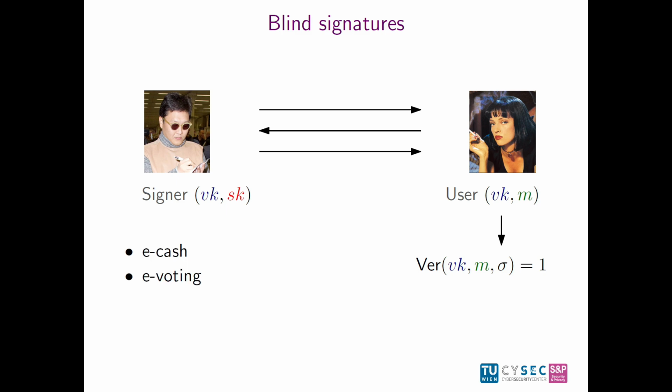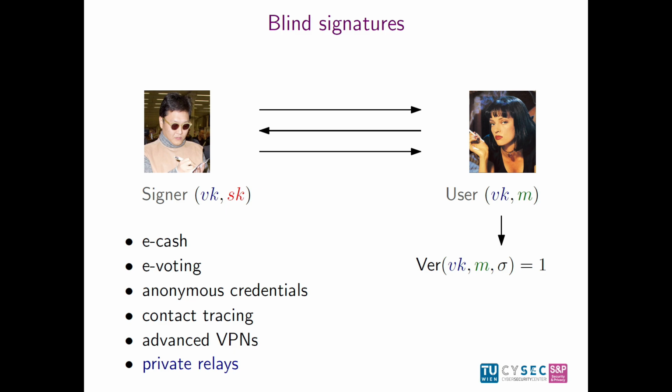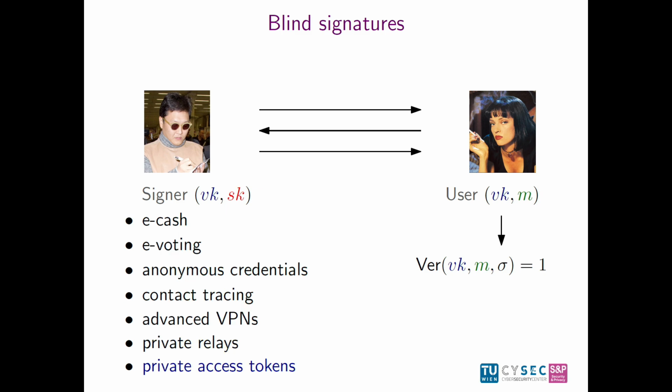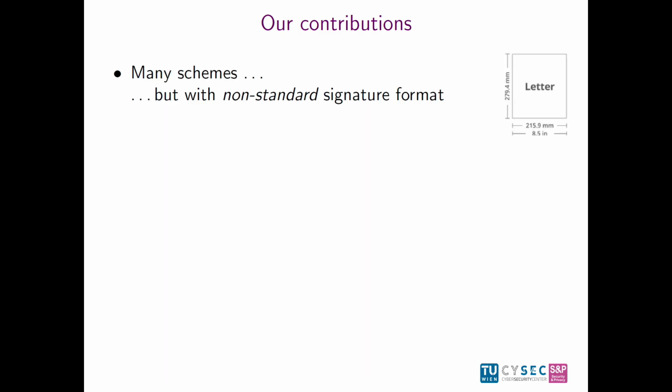It was used for e-voting, anonymous credentials, and other things. And there's been some renewed interest recently due to its application in the context of contact tracing, to advanced VPNs, private relays, private access tokens, privacy passes, Bitcoin blind coin swaps. And this last application brings me to a problem that we have with currently existing schemes, which is that these schemes define their own signatures. So they're not compatible with existing schemes.